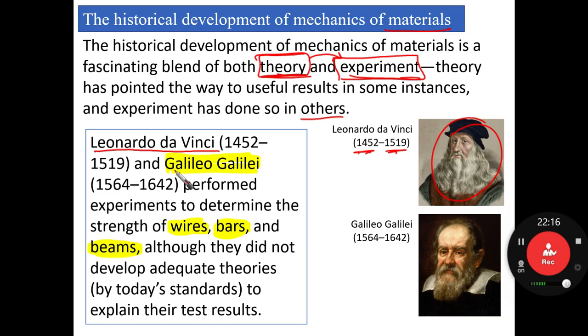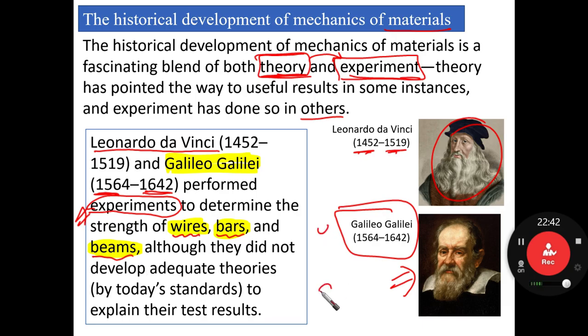And Galileo Galilei lived between 1564 and 1642. This is Galileo, as you can see him here. They performed experiments. So they used experiments to determine the strengths of wires, bars, and beams. Wires are only under tension. Bars are commonly under compression or maybe also under tension. And beams are like bending, for example, if we have a beam and we have forces here.